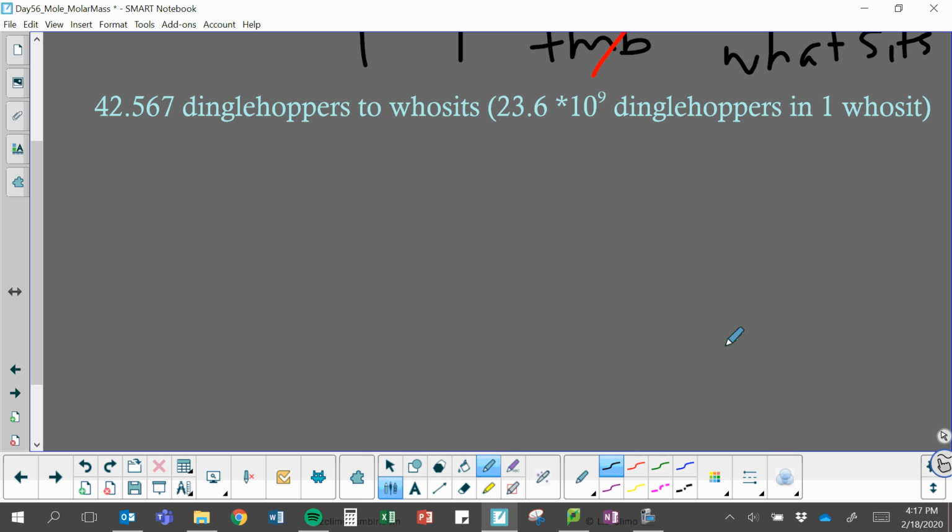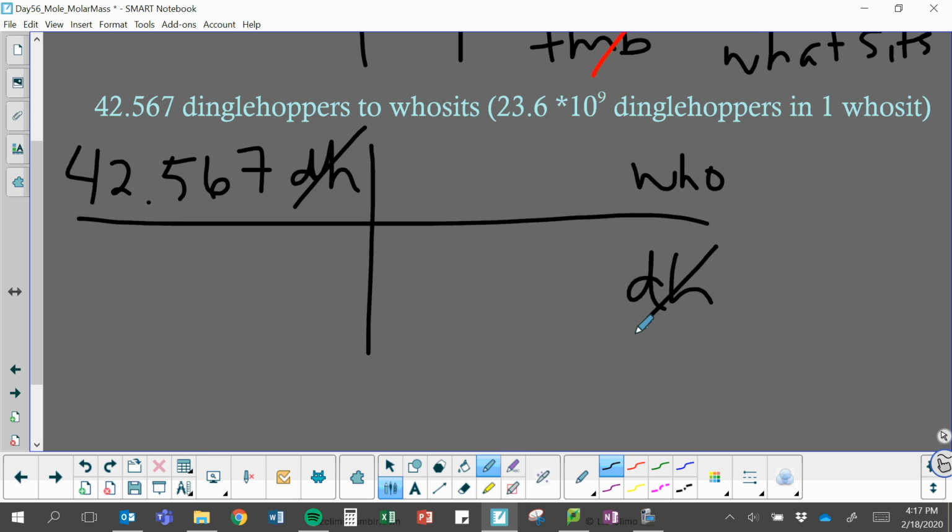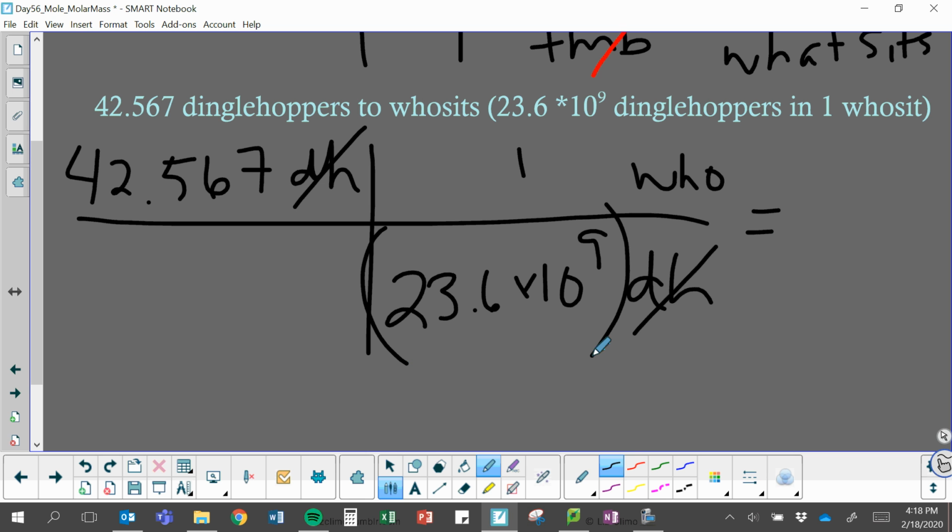Okay, so now we're going dingle hoppers to who's its. So we're going to do 42.567 dingle hoppers. And again, we're going to put our dingle hopper on the bottom and our who's its on the top so that our dingle hoppers can cancel. And now I put our numbers in, and the 23.6 times 10 to the 9th goes here, and the 1 goes up here. And in this, you have to be careful when you're putting it into your calculator, because I think the yellow ones that we have in class have some issues. So you want to just make sure that you put this whole thing in parentheses at the bottom just in case.